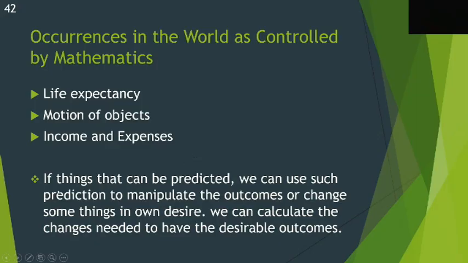Okay. If things can be predicted, then we can also manipulate their outcomes. We can calculate the changes needed to have the desired outcomes.